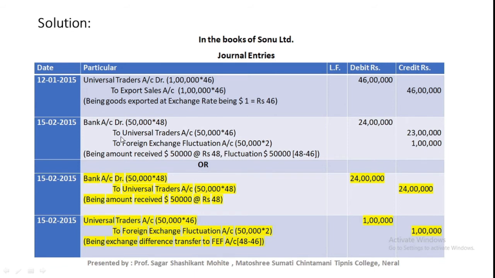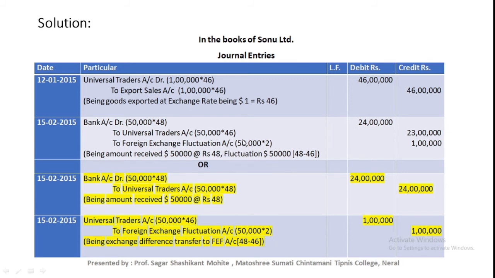So we are crediting the Universal Trader for $50,000 at the rate of rupees 46, that is rupees 23 lakhs, 50,000 into 46. The difference between these two exchange rates will be profit, because we are receiving more amount. Instead of 23 lakhs we are receiving 24 lakhs. That means we are receiving 1 lakh more. So that 1 lakh rupees will be profit to the company, and that profit should be transferred to the foreign exchange fluctuation account. We have created a separate account for that.